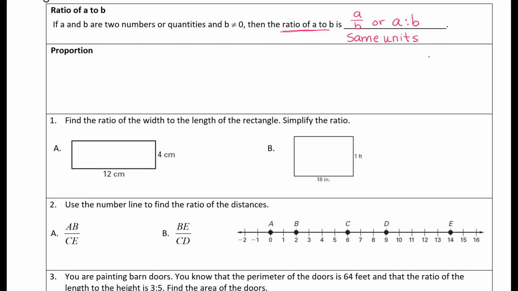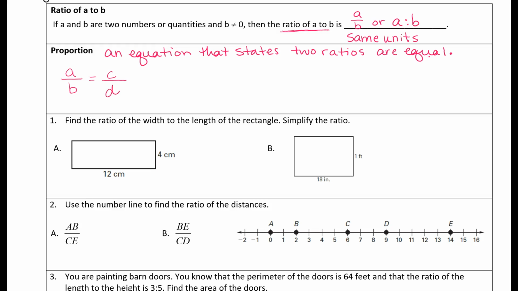So the next thing would be, what is a proportion? Well, a proportion is an equation that states two ratios are equal. Now, we typically see this as this proportion. So A to B is to C to D.